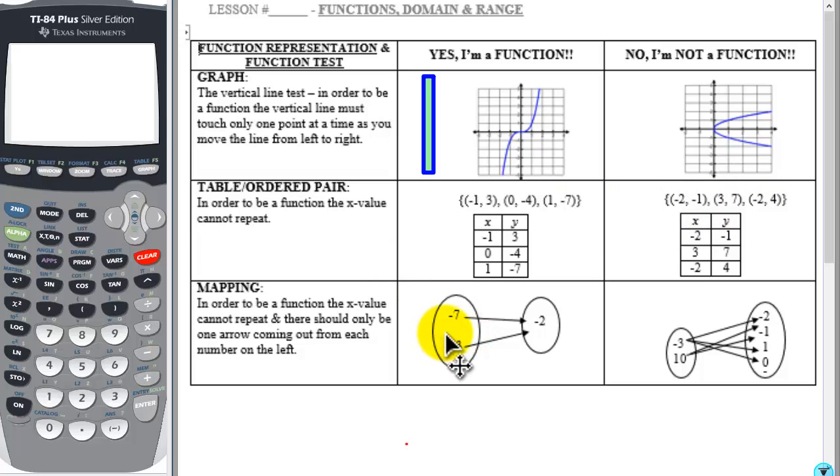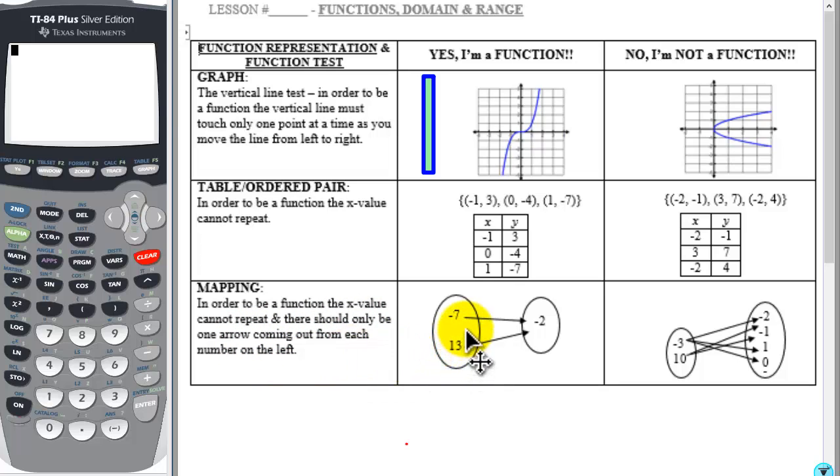The last form in which a relation can be represented is by a diagram such as this one. The idea is that to be a function, there are two things that must happen. In order to be a function, the x value cannot repeat. That's the first thing. And there should only be one arrow coming out from each number on the left.